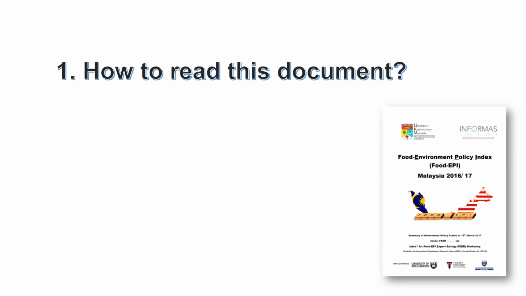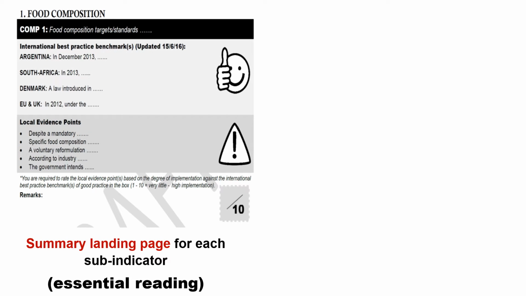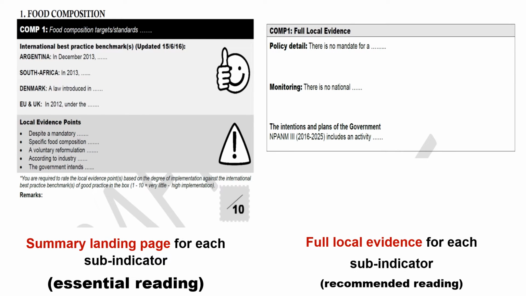Hope you have a general idea what Food-EPI is all about, and you will be receiving a document, which is Food-EPI Malaysia 2016/17. The first question here is how to read this document. When you are going through the document, you will find that there is a summary landing page for each sub-indicator. It is an essential reading, and on the other side of it is the full local evidence for each sub-indicator, which is a recommended reading.